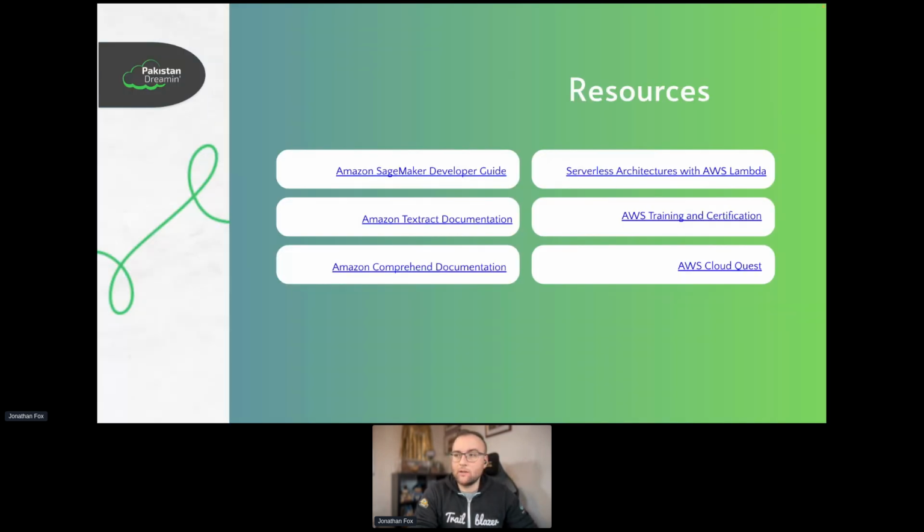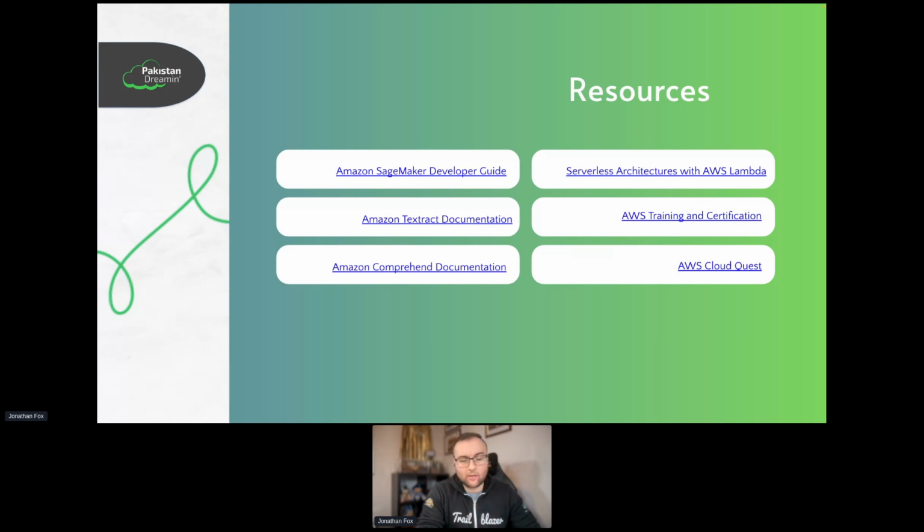Now, there are some really great developer guides and documentation for all three, SageMaker, Textract, and Comprehend, where you can go and have a look at how to call those APIs, how to set those services up, and what to expect in terms of responses from those services and how they actually work.